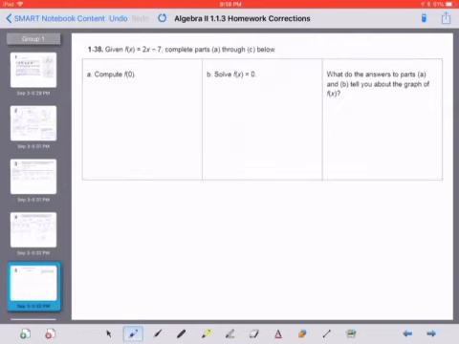Okay. Next problem, we're going back to doing some things with some functions. So in the first part it says given f of x equals 2x minus 7, complete A through C. This was part C, got cut off. So first compute f of 0, so it's just plugging in 0 for x. So 2 times 0 minus 7 equals negative 7.